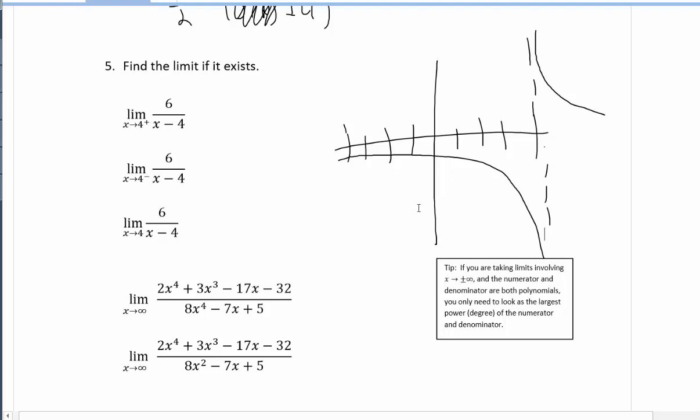All right, so we have the limit as x approaches 4 from the left. If you follow this thing as x approaches 4 from the left, right when it starts to get toward 4, it just plummets down, which, by the way, is actually this part right here. So this one is going to be negative infinity. All right, as you approach 4 from the right, though, let's approach 4 from the right.